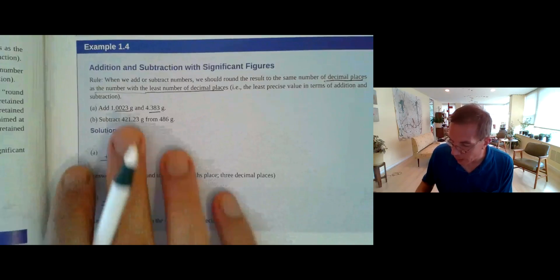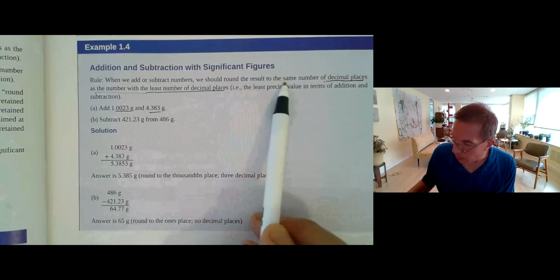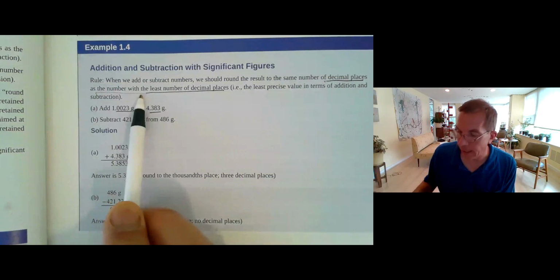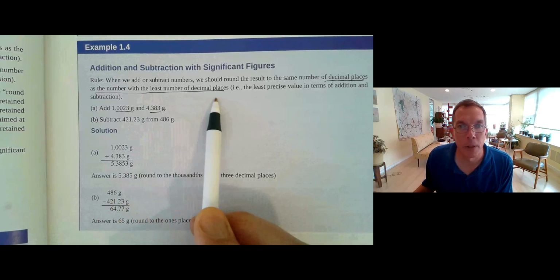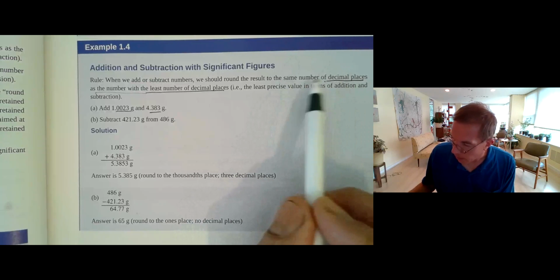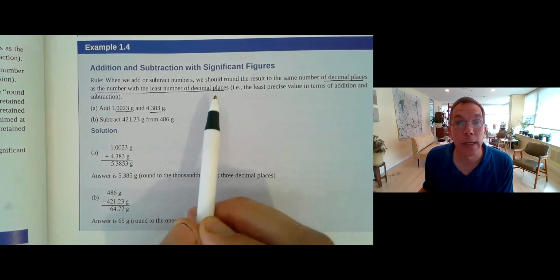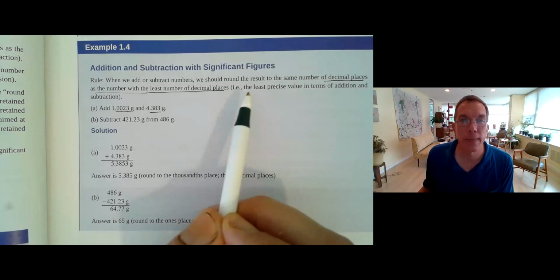What's the rule then when we add these two things together? We're going to round to the same number of decimal places as the number with the least number of decimal places. We're going to round to 3 decimal places. That's literally what this says.